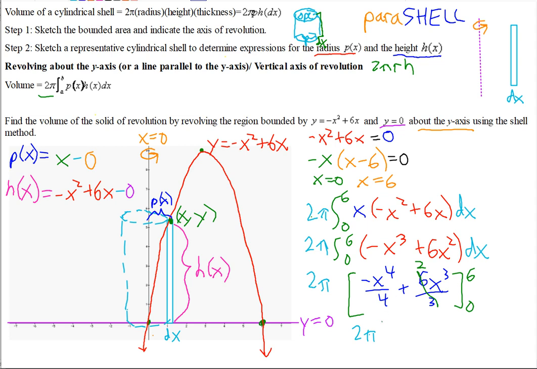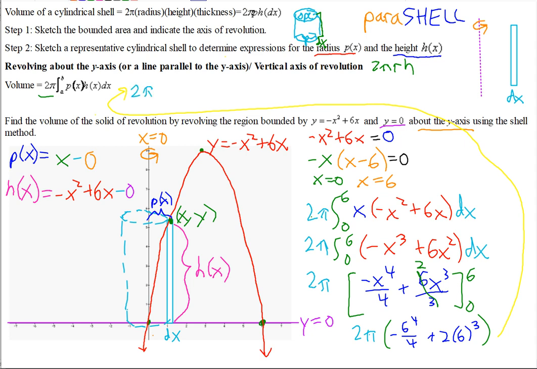And then when you plug in 6, we've got negative 6 to the 4th over 4 plus 2 times 6 cubed. And then it's just a matter of simplifying that. I'm running out of room here, so I'll just move the simplifying part right up in this space right here. So we've got 2 pi on the outside.